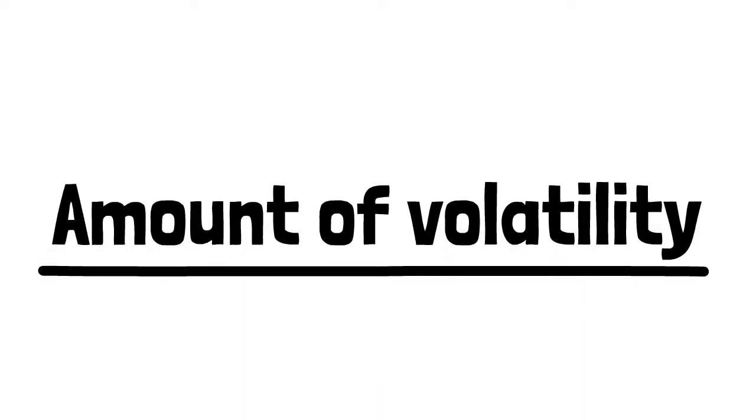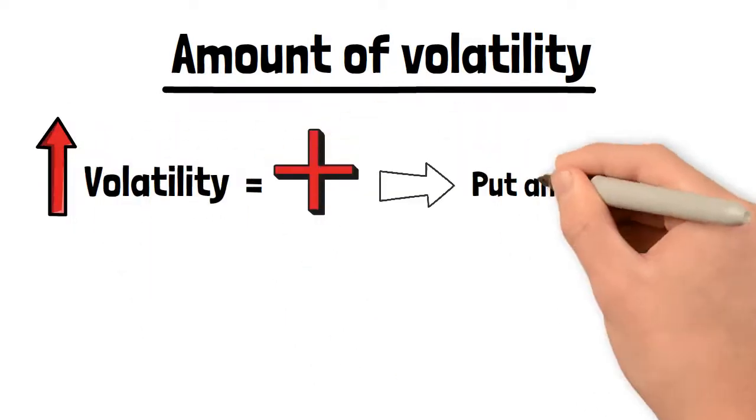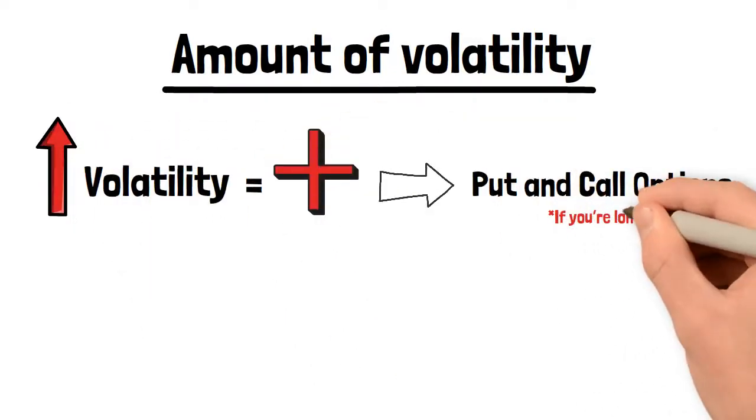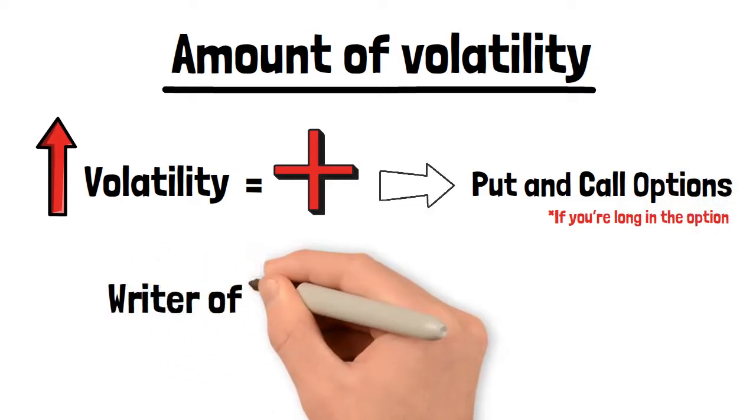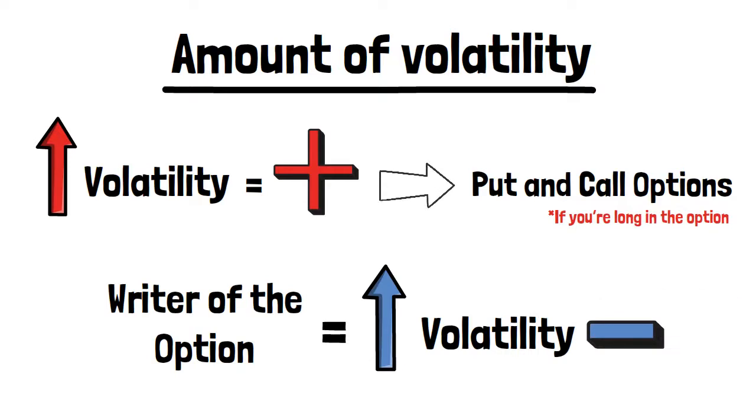Amount of volatility. An increase in volatility usually is positive for put and call options, if you're long in the option. If you're the writer of the option, an increase in volatility is negative.